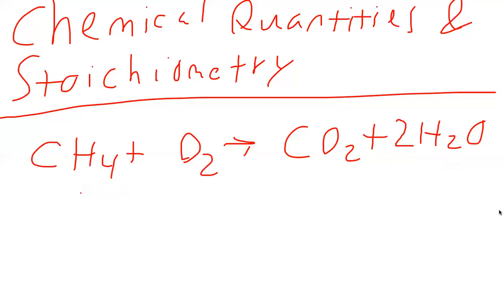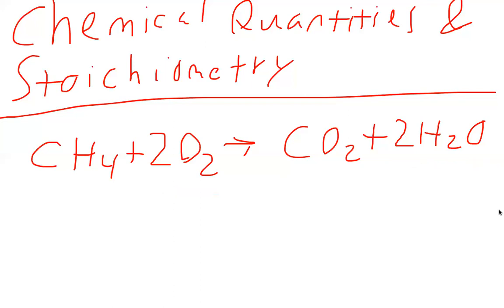Now we've got balanced hydrogens, but something else looks wrong, and it has to do with the oxygens. We've got 2 on the left, but we've got 2 plus 2 times 1, that's 4 on the right. So we've got 2 oxygens on the left, 4 oxygens on the right. What do we do to balance this situation? You put a 2 in front of the O2 on the left side. Very good, Therese. And so then we've got a balanced chemical equation.